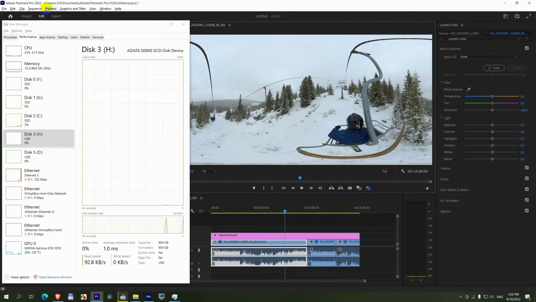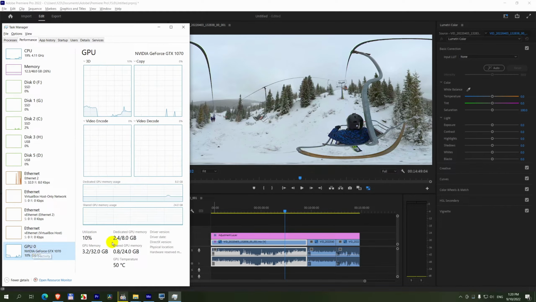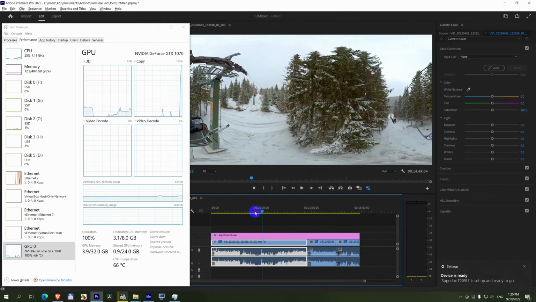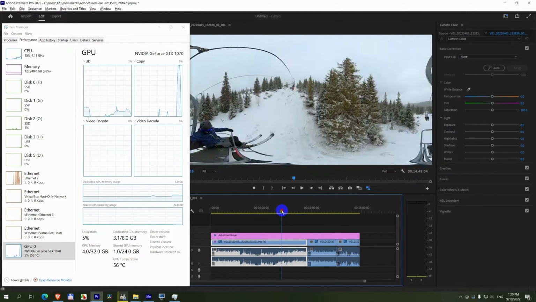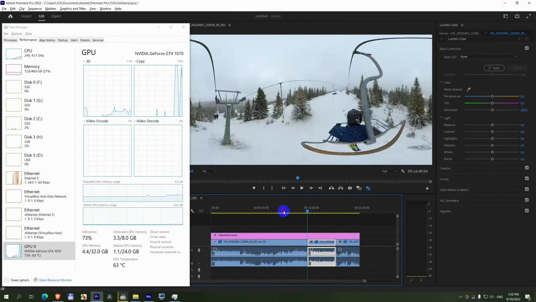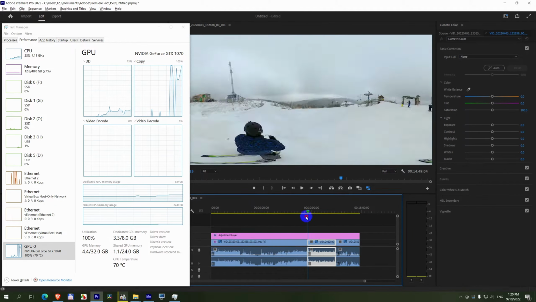Here's Premiere Pro, here's a task manager, and proxies were created, and look at the GPU usage when I'm using proxies. As you can see, we have high frame rate and we have high processor usage. It was around 100%. Okay, that is very fine. High GPU usage and high frame rate.